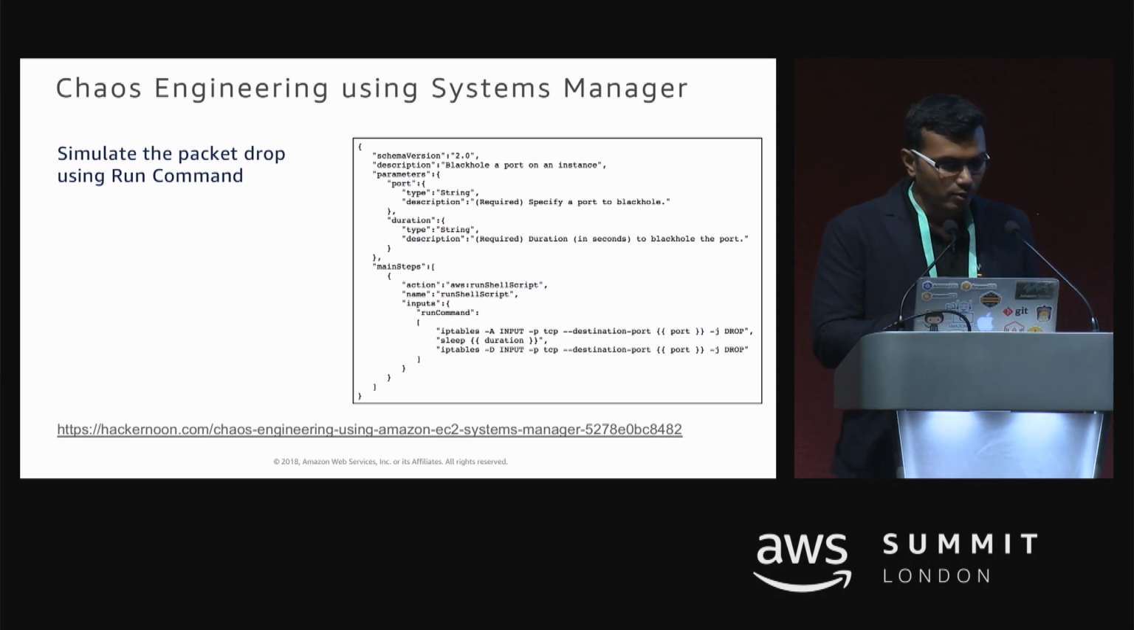Here is an example blogged by Kuldeep from Expedia, where he's using a document with an IP table rule to simulate packet drop behavior, using a run command and executing it across a fleet of servers. So, pretty nice use case.